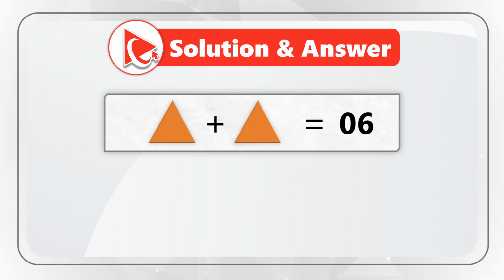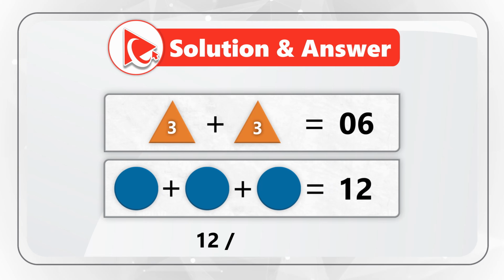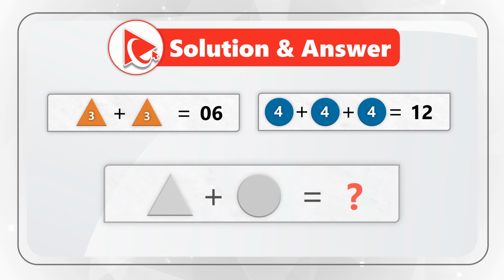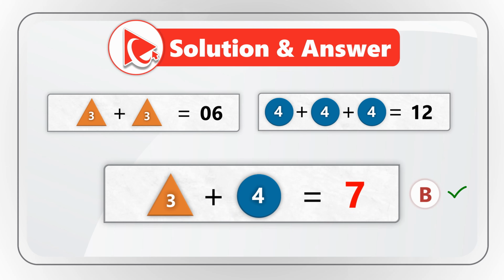Both triangles are the same, which means that one triangle's number can be calculated and associated with number 3. We can do similar math with the circles. 3 circles equal 12, which means that one circle would be equal to 4. So triangle equals 3, circle equals 4, and triangle plus circle would be equal to 7. So the correct answer here is choice B, 7.